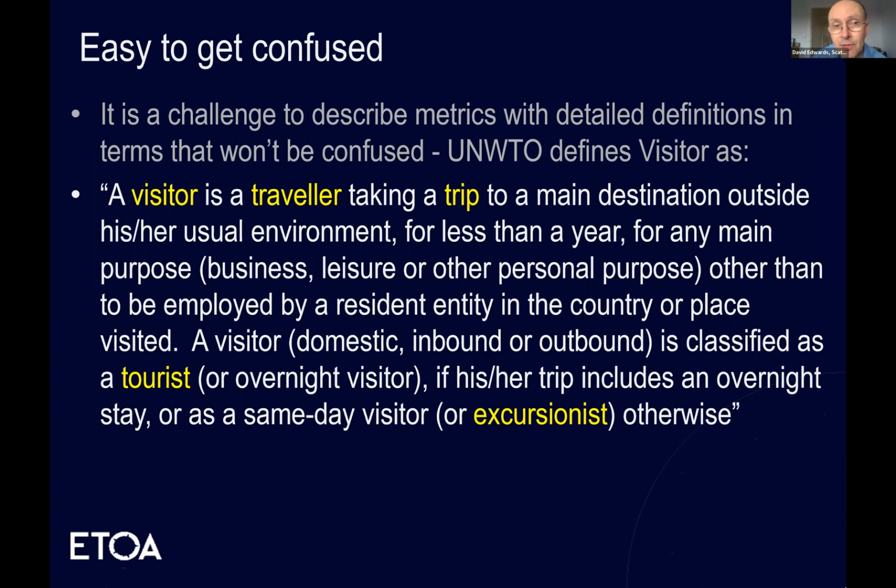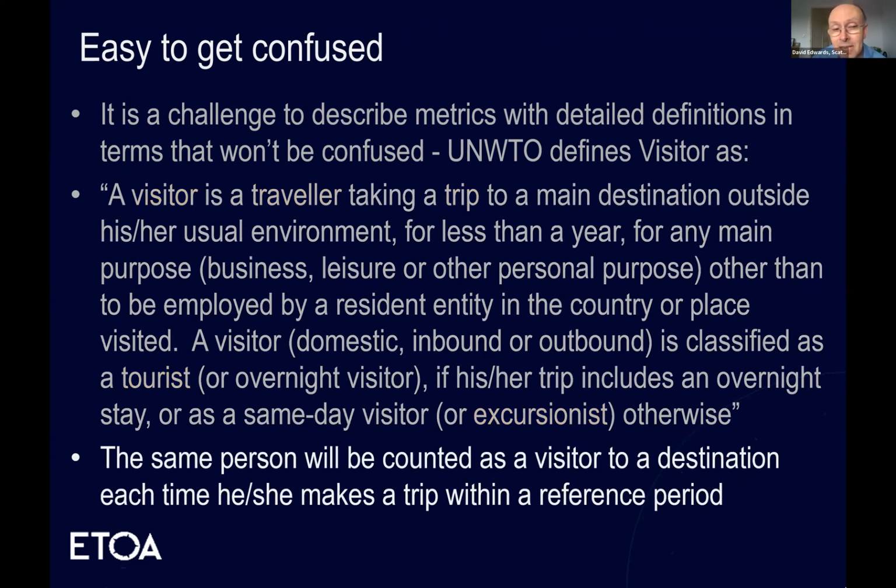And the words that were in yellow there, they all have their own rather long-winded definition as well. So you might think it's really easy to say, what's a visitor? Well, it turns out it's a little bit more complicated. It's also worth noting that the same person will be counted as a visitor to a destination each time he or she makes a trip within a reference period. So some people might tell you that 40 million overseas residents came to the UK in 2019. Well, not quite. There were 40 million visits by overseas residents, but many of those visits would have been made by the same people doing more than one trip.